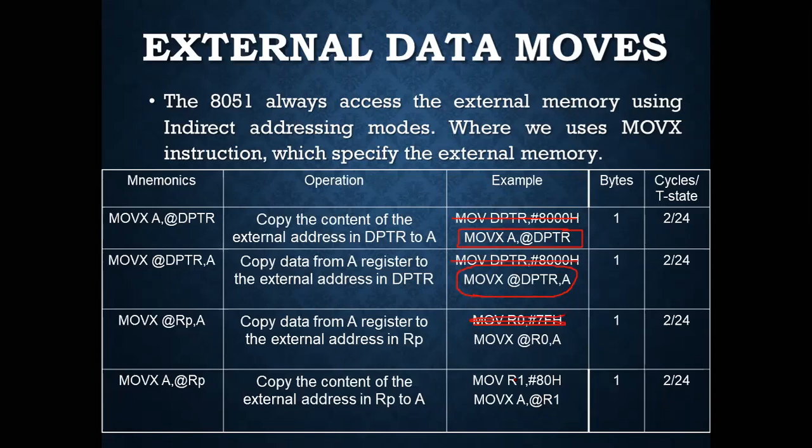So MOVX @R0, A means the content of the A register is moved into the memory location addressed by the R0 register. Similarly, in the last case there is the reverse of this: the content of the memory location addressed by, for example, the R1 register is moved to the A register. That means the R1 register has the value 80H, so 80H will be acting as the address.